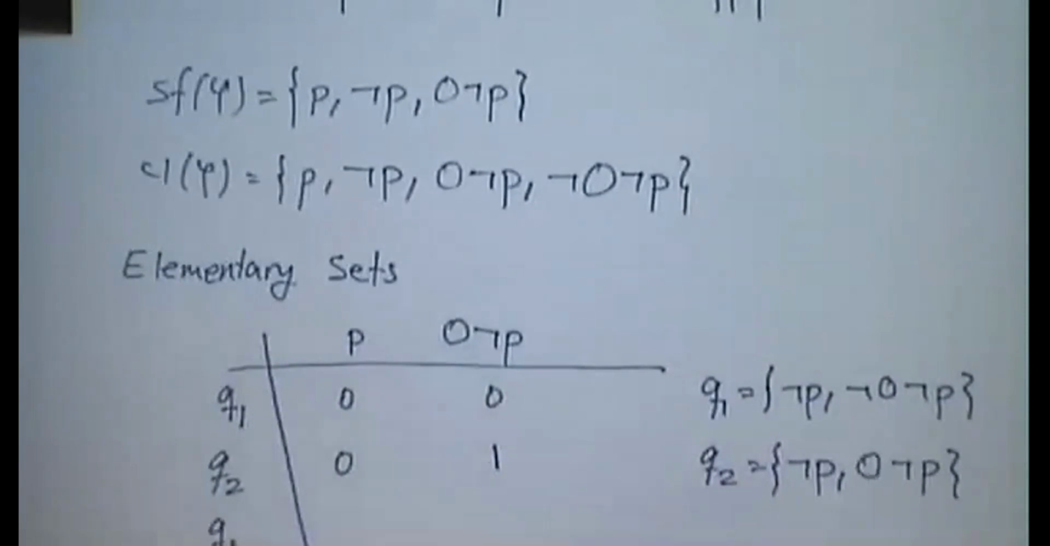Okay, let's continue with this Q3. Let's say this is 1, 0. So Q3 would be p, right? Because I have p here, but I don't have next not p, so I should have its negation. And finally, Q4, let's say 1 and 1. So in Q4, I have both p and next not p.